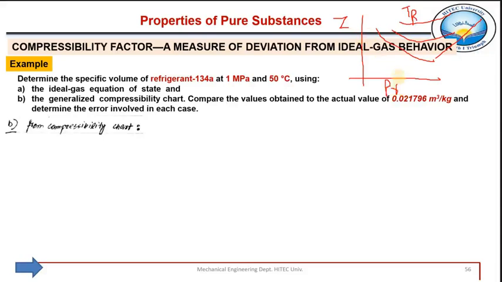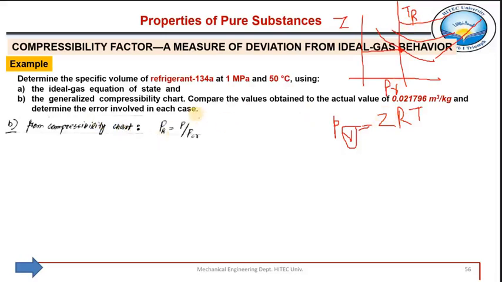To find out Z, first we need to calculate PR and TR. The intersection of this PR and TR will give us the Z value. Then we can use the PV is equal to ZRT equation to calculate specific volume. First we need to calculate Z because PV is not equal to RT. And how can Z be calculated? For Z we need to know PR and TR. So let's define PR and TR.